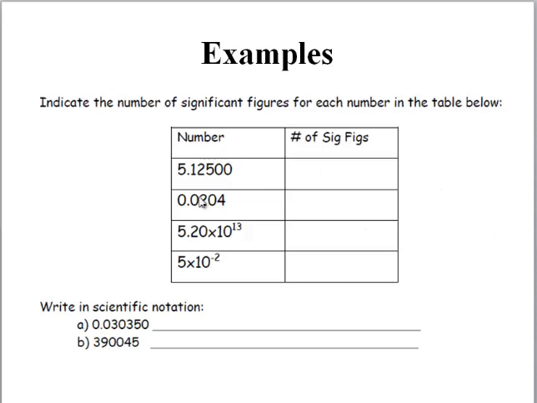All right, let's consider some examples. Here are some numbers. Indicate the number of significant figures of each. You can imagine completing this table. And then let's write these 2 numbers in scientific notation. All right, go ahead and attempt these. Stop the presentation and attempt these before moving on in the presentation.